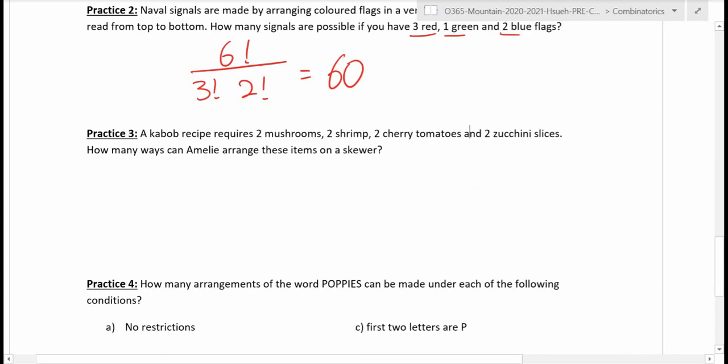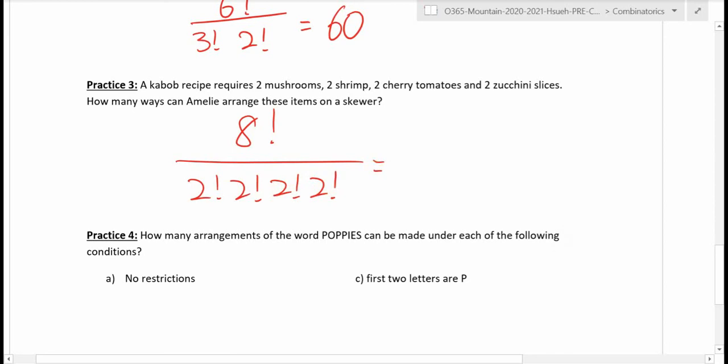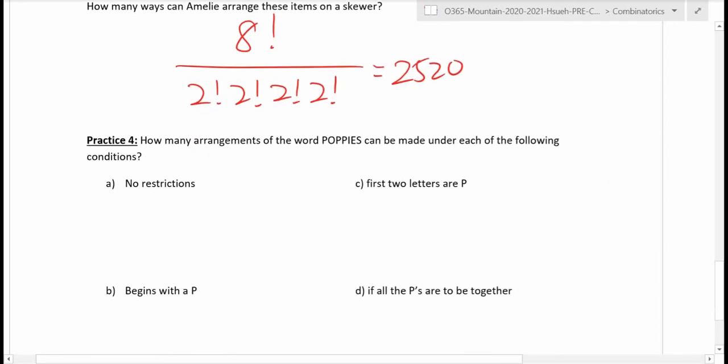Okay, number 3, a kebab recipe requires 2 mushroom, 2 shrimp, 2 cherry tomatoes, and 2 zucchini slices. How many ways can we arrange them on a skewer? Okay, we have 8 ingredients, I guess. 2 mushroom, 2 shrimp, 2 cherry tomatoes, and 2 zucchini. I was totally surprised by how many there could be. If you put this into a calculator, there's 2,520 different ways you can put together these skewers. Crazy, actually. That's a lot.